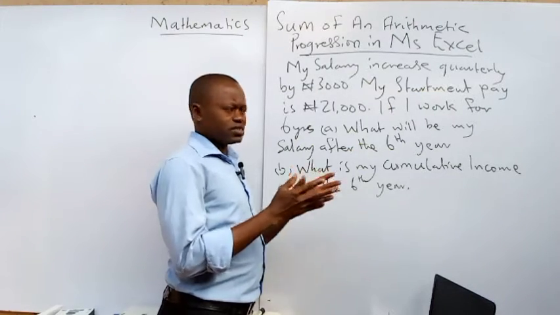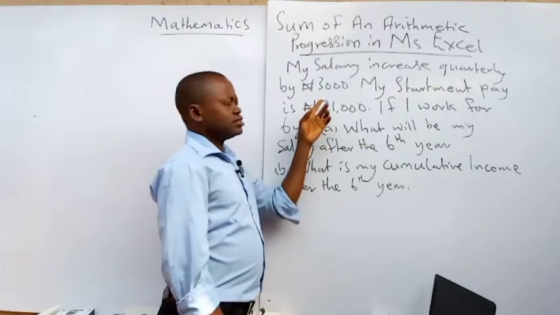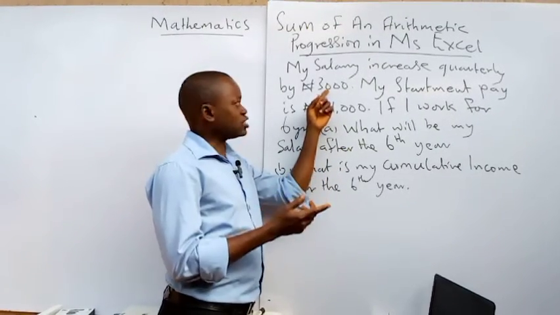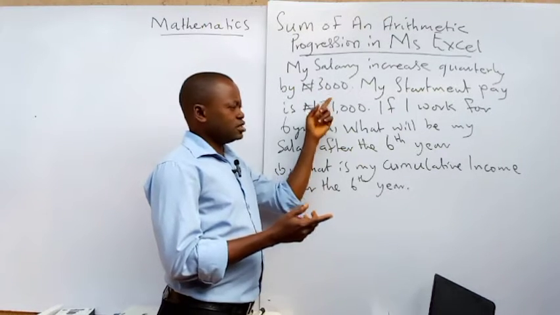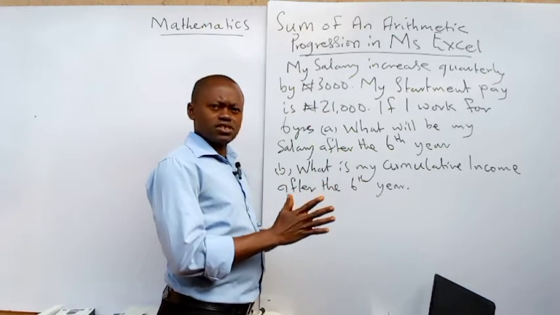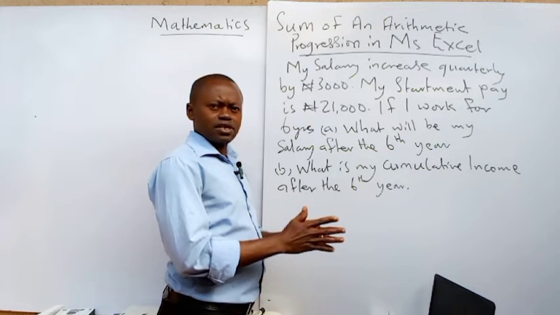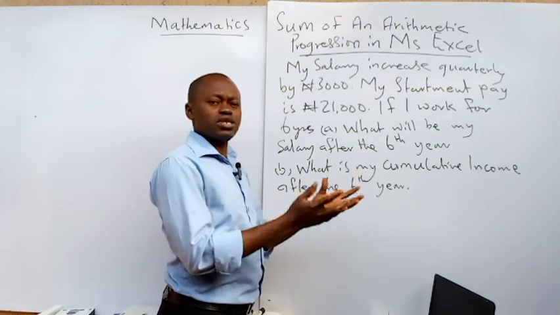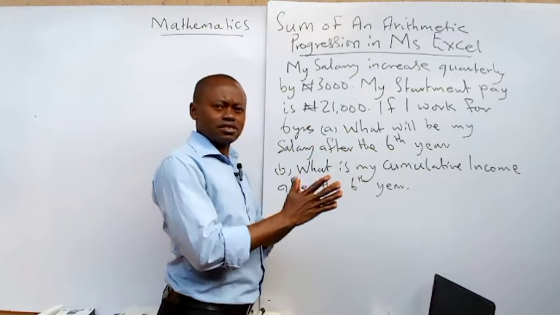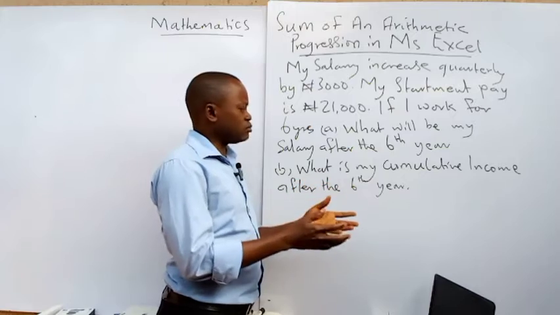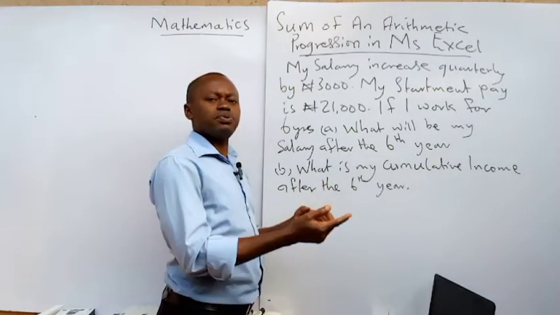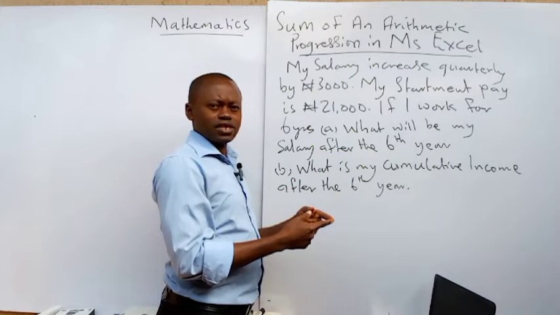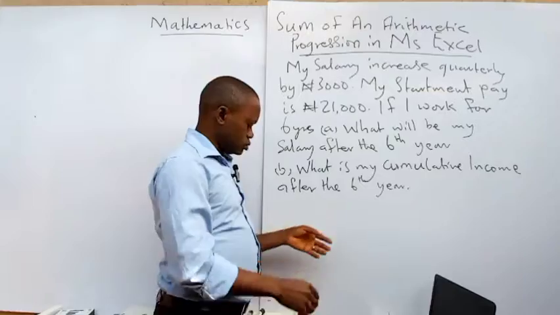And this is the person's starting pay, and maybe the boss has promised that quarterly, that is every 3 months, I will add 3,000 naira to your pay. The person is targeting maybe to work for 6 years, and wants to know how much can I accumulate within that 6 year interval, and what can be my possible pay just immediately after that 6th year. Do you understand? So this is what we want to look at.